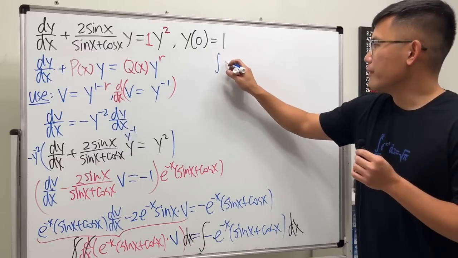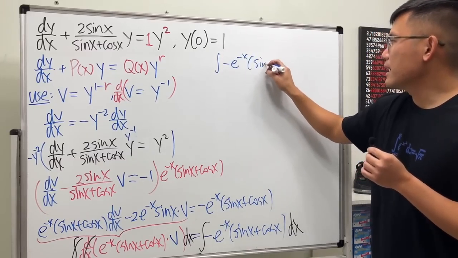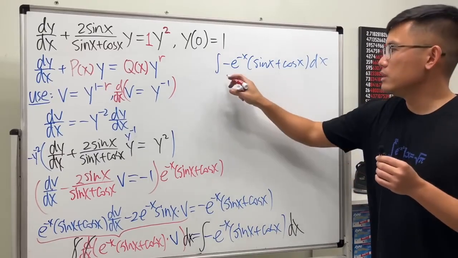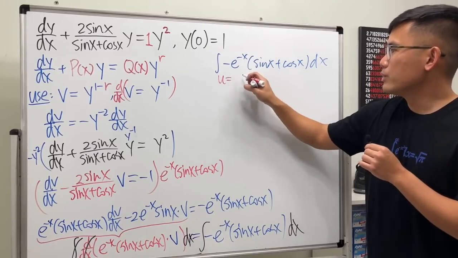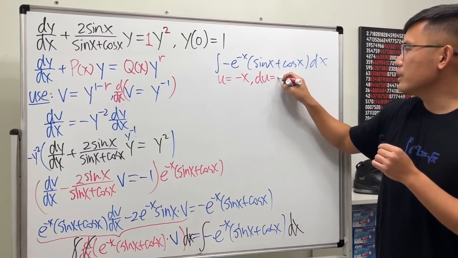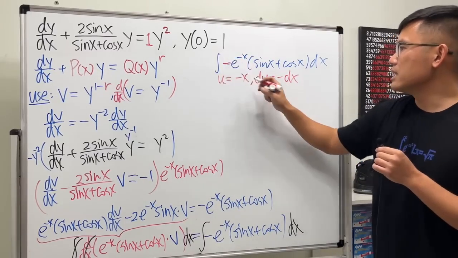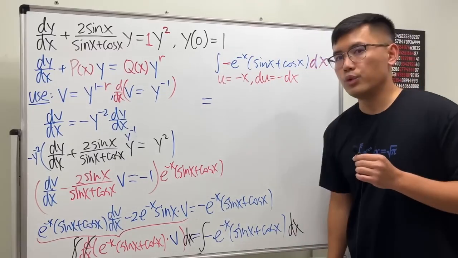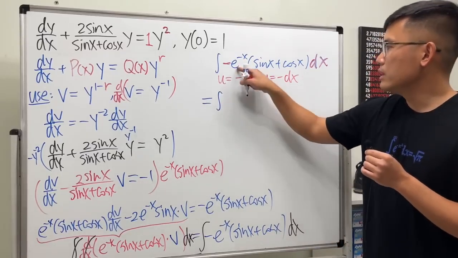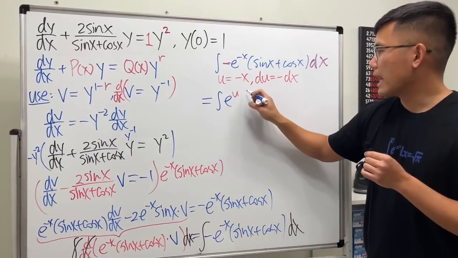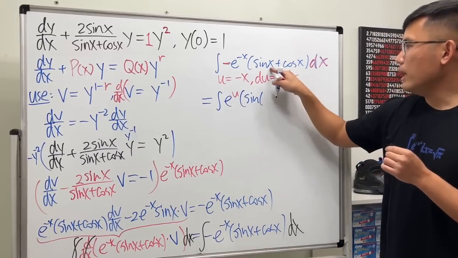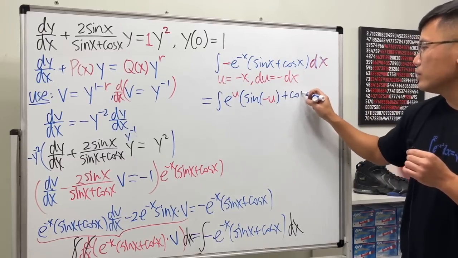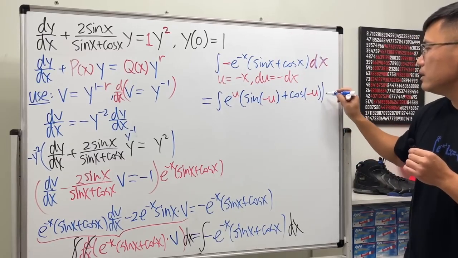When we have the integral of negative e to the negative x times sin x plus cosine x, this is actually super nice. We can just look at a u sub. Let u equal negative x, then we see du is equal to negative dx. So we have this negative dx here. So we can take this into the u world. It becomes the integral of e to the u times sine, well, x is going to be negative u, plus cosine of negative u in the u world.